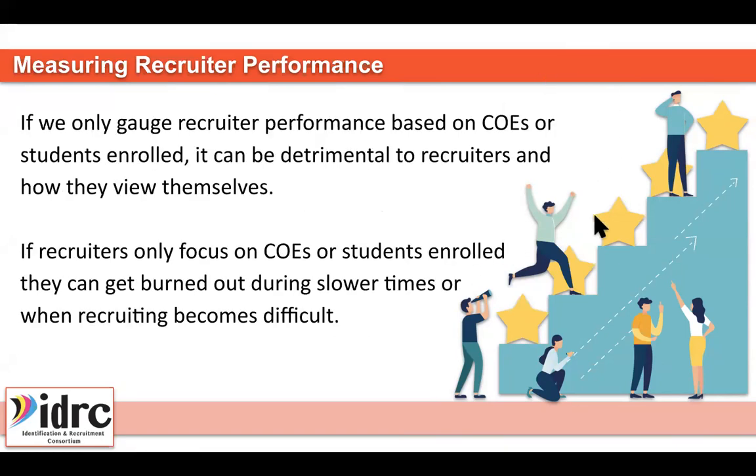Oftentimes I've seen that if we only gauge recruiter performance based on COEs or students enrolled, it can be detrimental to recruiters and how they view themselves, as well as recruiter mental health. If recruiters only focus on COEs or student enrollment, they can oftentimes get burned out during those slower times or when recruiting becomes more difficult. It's something that I've heard over and over again when we're talking to recruiters: when they struggle to find new students, when they struggle to complete those COEs, they'll often want to work harder. They'll push themselves to do more, working longer hours, pushing their limits, and it can get them exhausted. It can burn them out mentally. They start having a negative view of themselves.